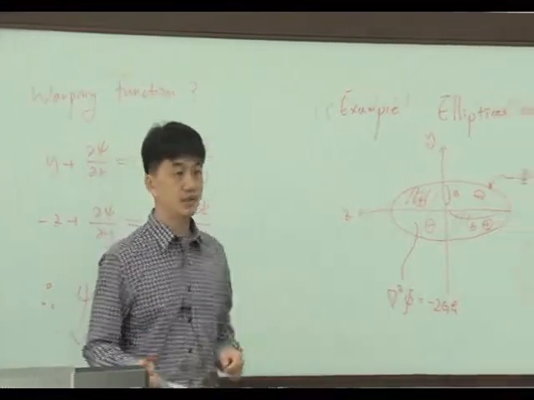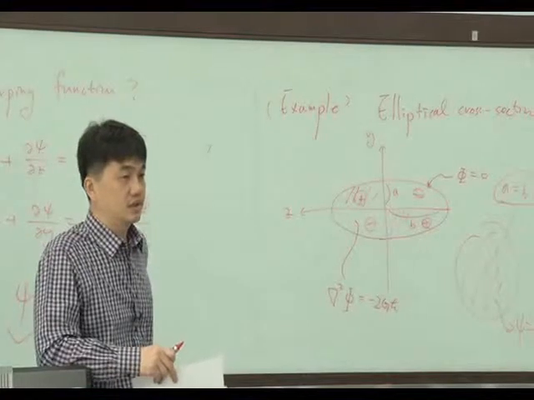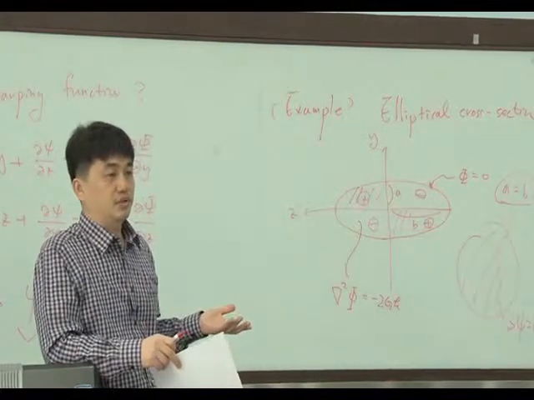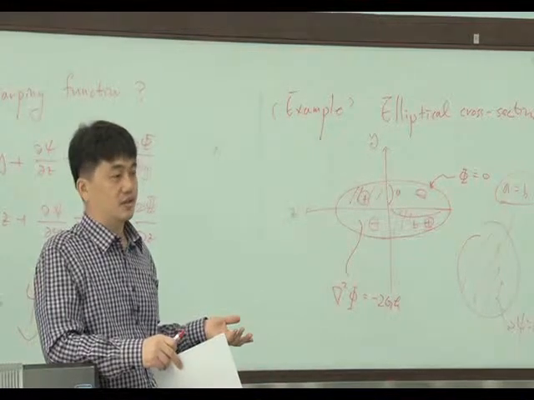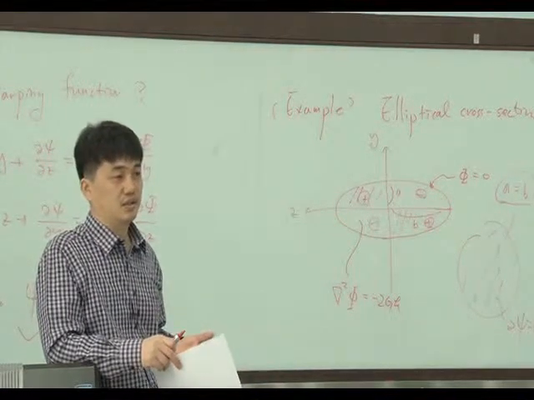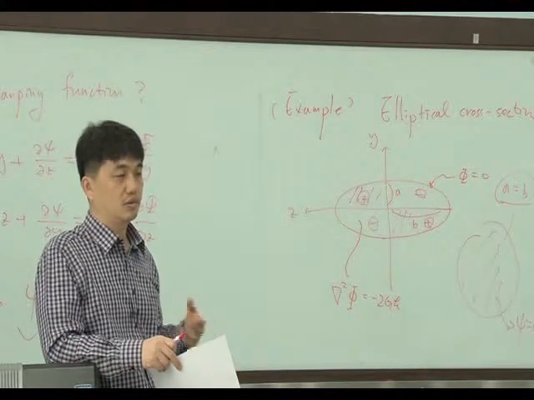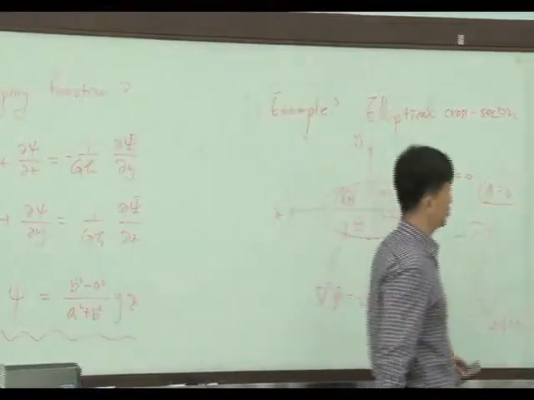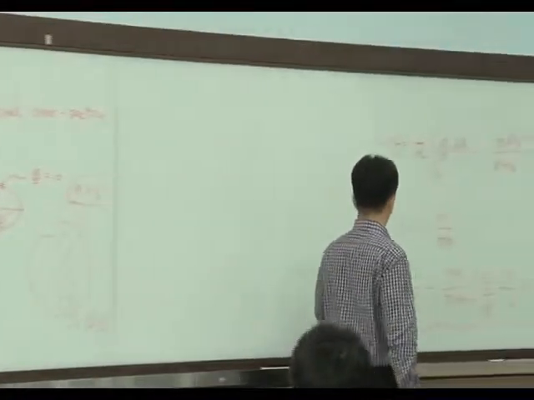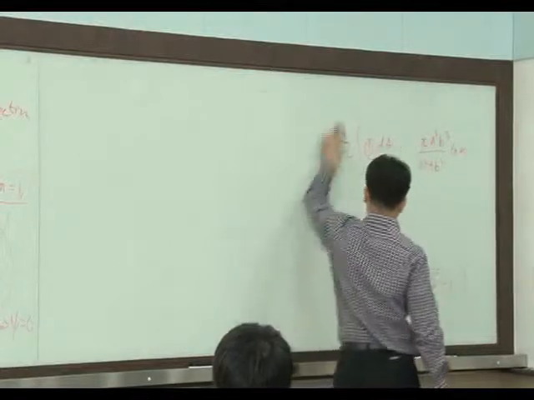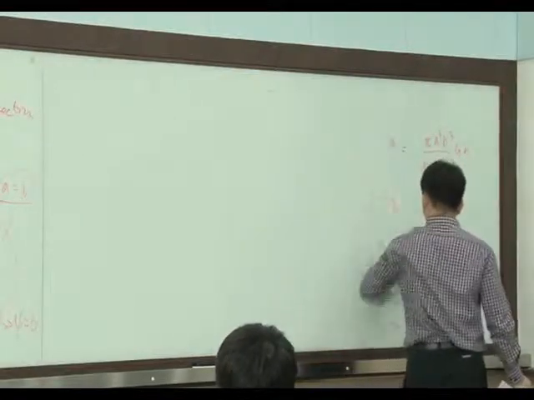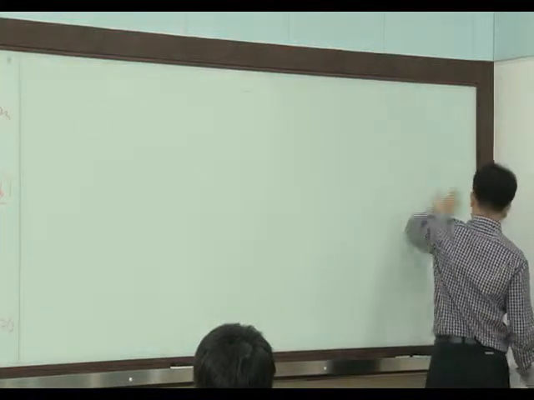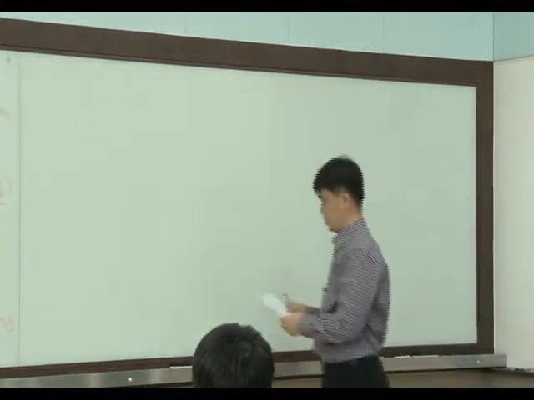So, the elliptic case and circular case are the easiest cases for the torsion problem, but for a general case like a rectangular cross section, it's very hard to calculate the warping function or stress function and also the stress distribution. We need to use some numerical procedure. And then I will give you some useful equations about torsion.